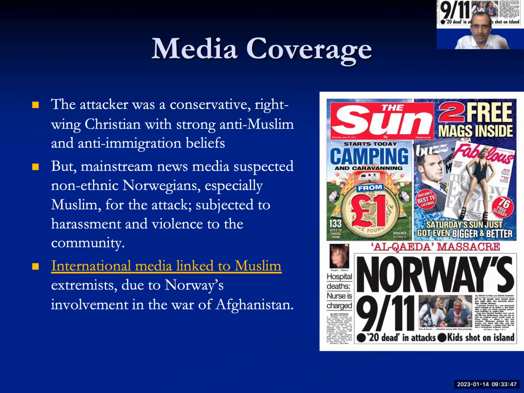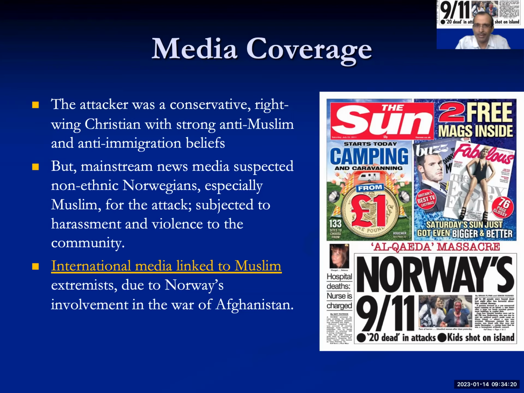In the beginning, there was some kind of bias. Mainstream news media suspected non-ethnic Norwegians, especially Muslims, behind this attack, and the community was subjected to harassment and violence, because there are some kinds of racial biases within Norwegian society between the native Norwegians as well as immigrant Norwegians. So international media also linked that to Muslim extremists due to Norway's involvement in the war in Afghanistan.